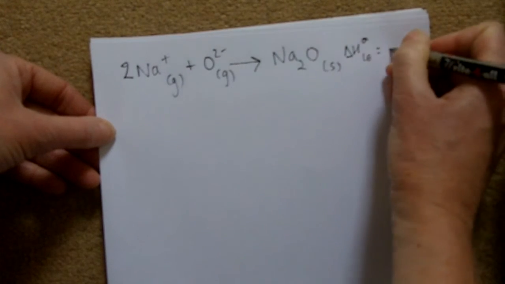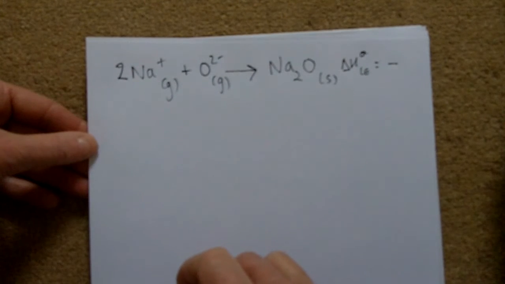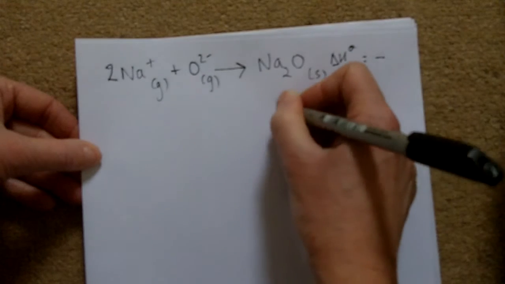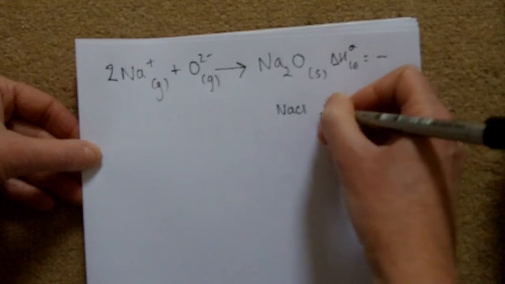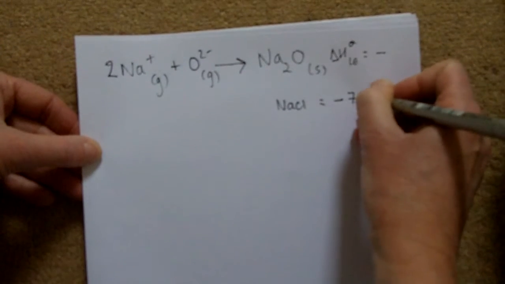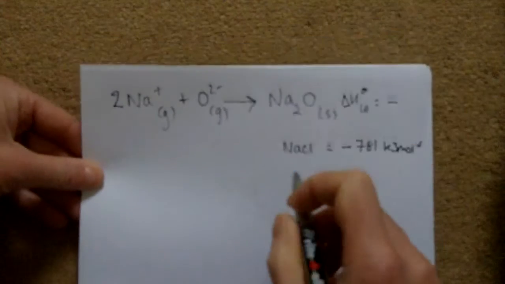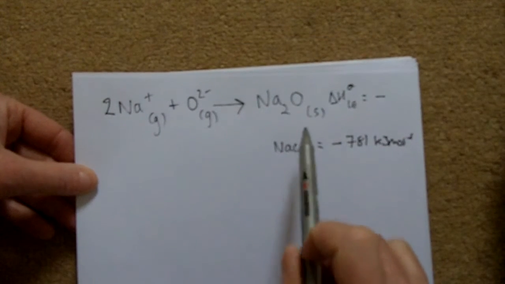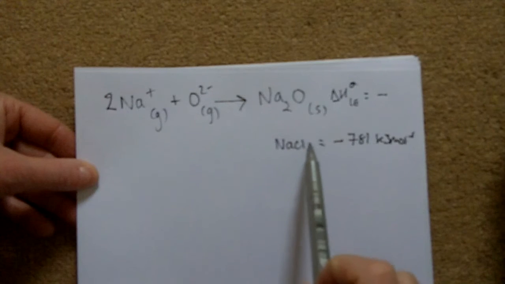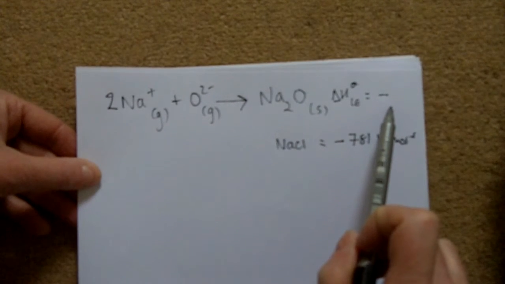Well, it's definitely going to be negative, right? It's definitely going to be negative because you're forming an attraction. If the one for sodium chloride was minus 781, what's this one going to be for sodium oxide relative to sodium chloride? Is it going to be more exothermic? Is it going to be less exothermic?